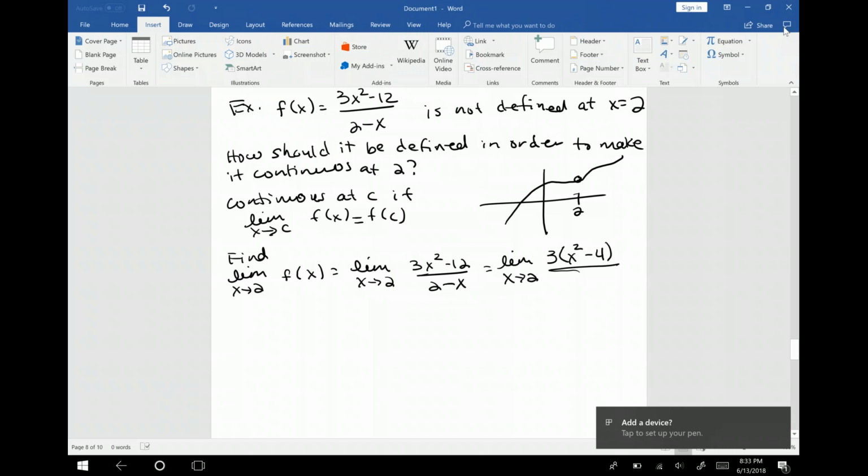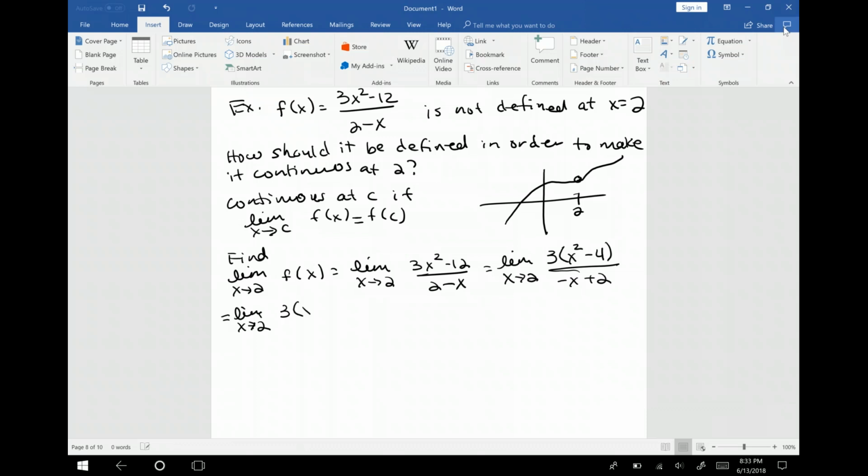So in the denominator, instead of writing 2 minus x, I'm going to write it as minus x plus 2. That's the same thing. And then the limit as x goes to 2 of 3, and then I'm going to factor that x squared minus 4 as x minus 2 times x plus 2, divided by minus x plus 2.